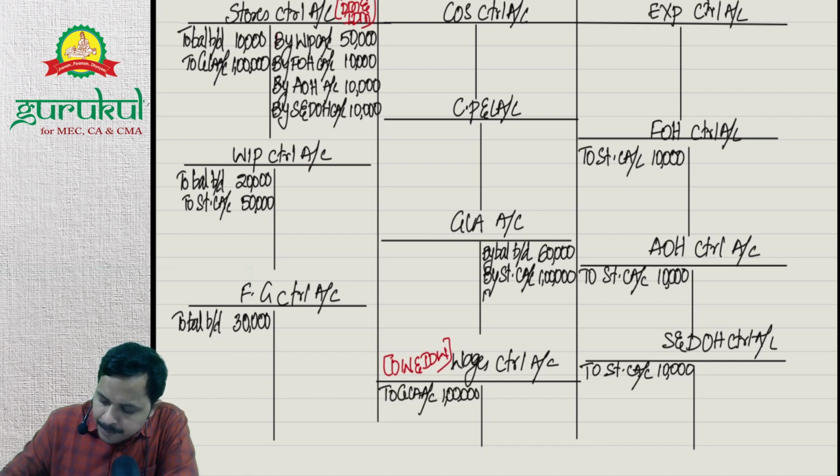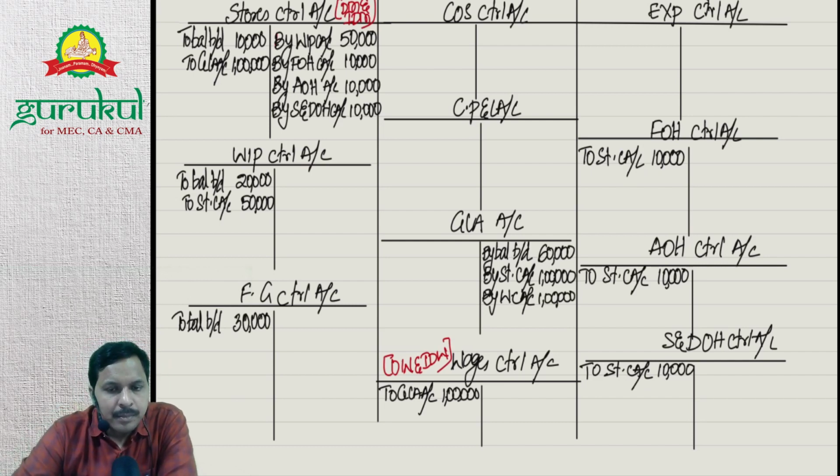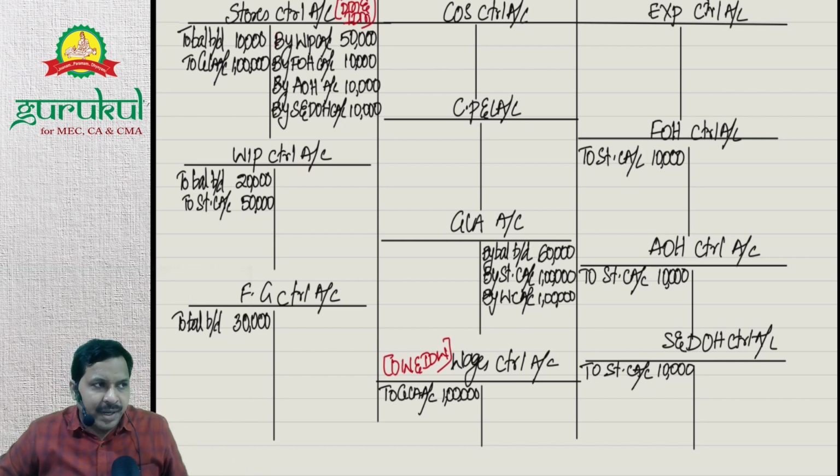In GLA account by wages control account, 1 lakh. Now we have written the payment entry. Now this 1 lakh includes what and what? Direct wages and indirect wages. Now direct wages: work in progress. That is what I said previously. If it is direct, it should be transferred to work in progress.